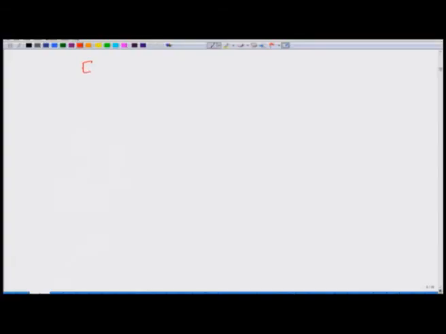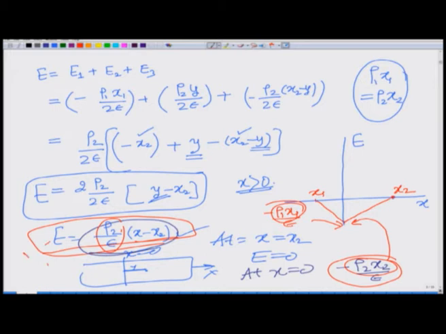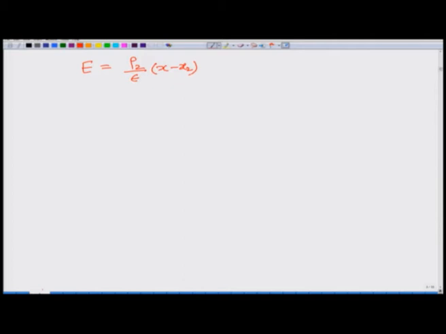So, E is rho 2 over epsilon times x minus x2. Just verify, E is equal to rho 2 over epsilon times x minus x2. So, this is the electric field in the region x greater than 0.